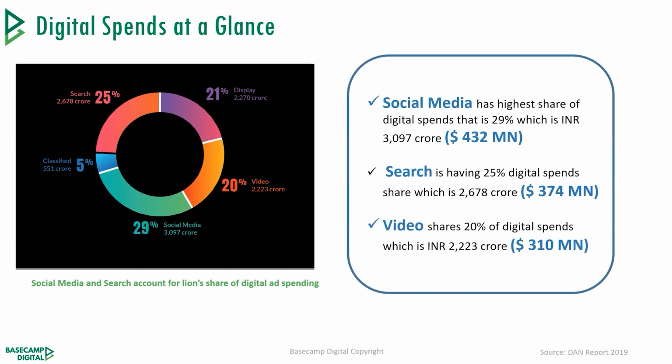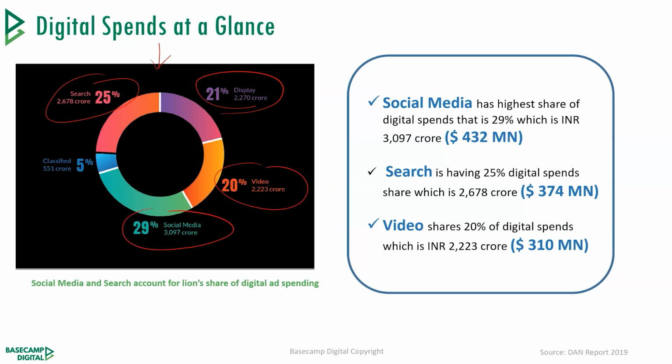In this case, I've taken the DAN report and I'm just putting it out there saying where all the overall digital spends are going, right? I've given a bifurcation saying that 25% of the overall digital spends goes into search, 21% goes into display, 20% into video, 29% into social media, and 5% into classified. So this is just an overview to make the client aware about the digital ad ecosystem, where all things are going and what kind of money all the platforms are getting, right?